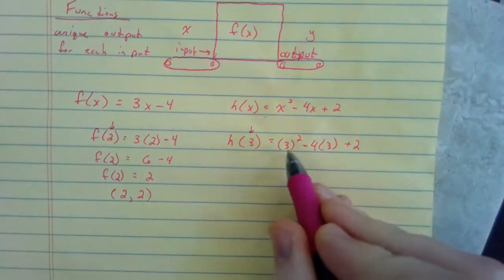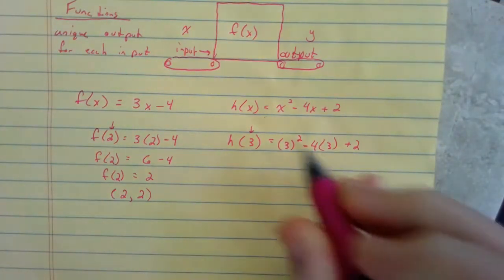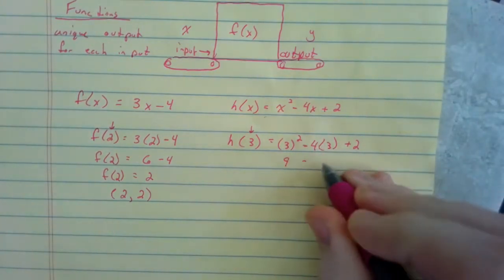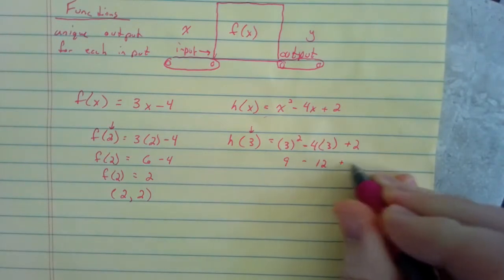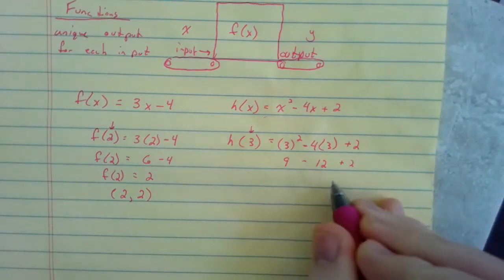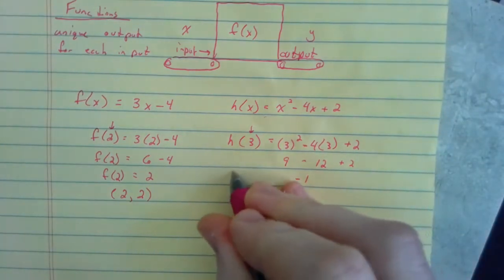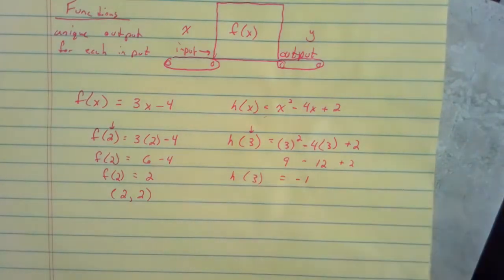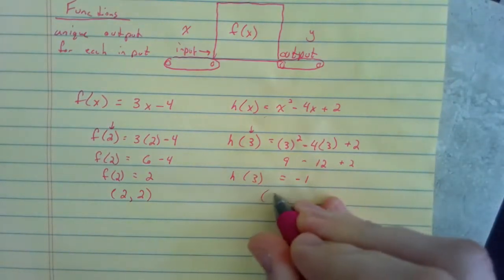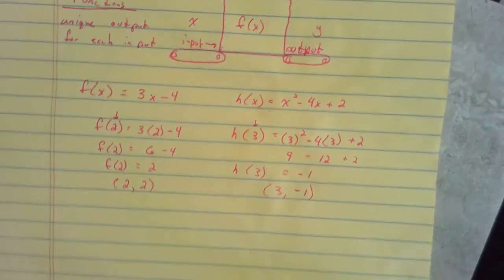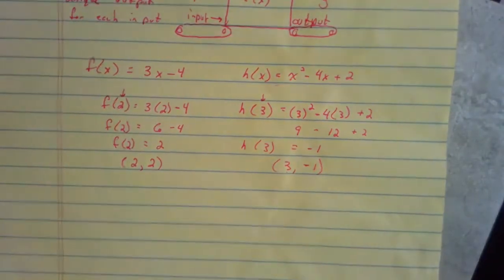What you'll notice is every time I substitute, I use parentheses. So here this says 3 squared, which is 9. 4 times 3 is 12. And then 9 minus 12 is negative 3, plus 2 is negative 1. So h of 3 equals negative 1. So I can write that as an ordered pair, 3, comma, negative 1. When I plug 3 into the h machine, I'll get negative 1 out. So there's just a recap of function notation. And again, that's all stuff that you should have learned in Algebra 1.